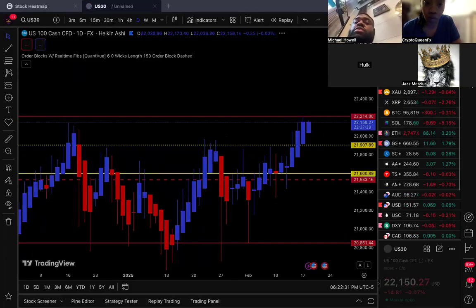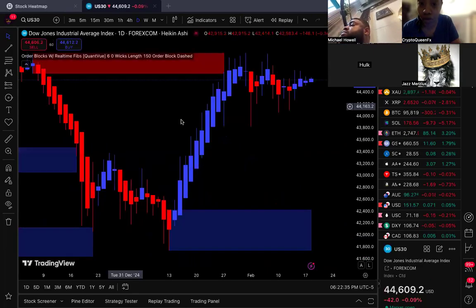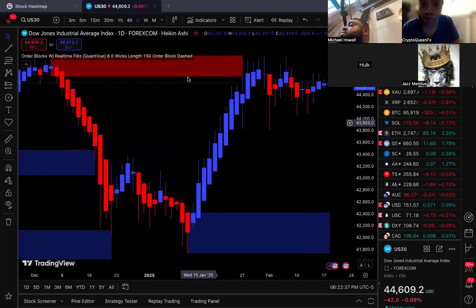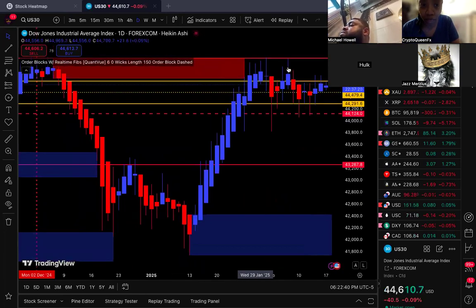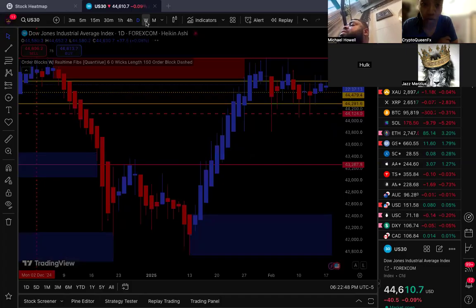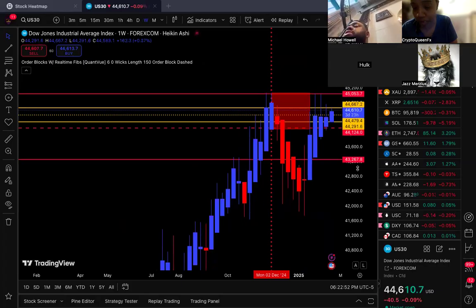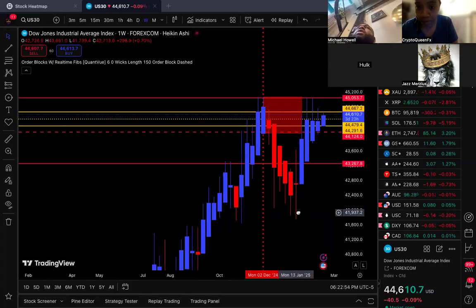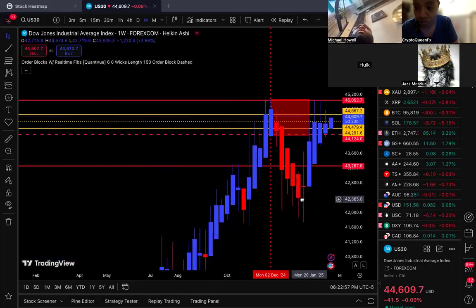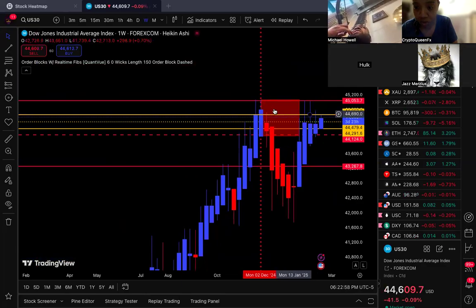The reason I'm anticipating a sell on the US 30 is because we have a daily order block right here. It's coming out of this order block, and this is what it did last time it came out of that order block. It's in a daily order block and a weekly order block. This is a high volume area, so you can definitely anticipate a sell coming up.